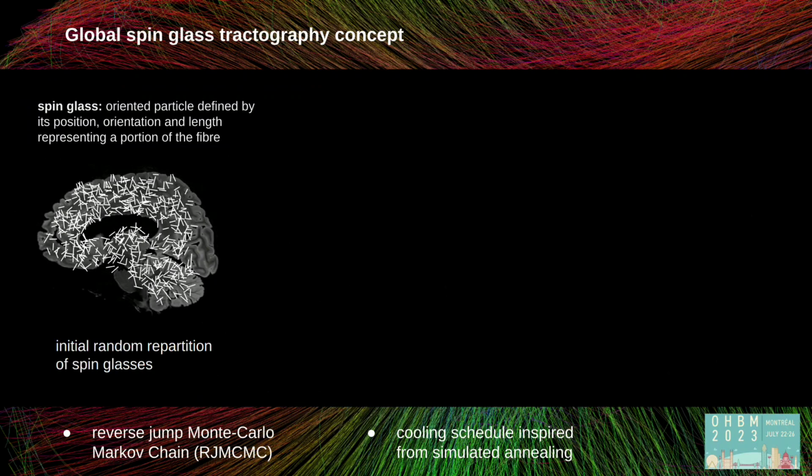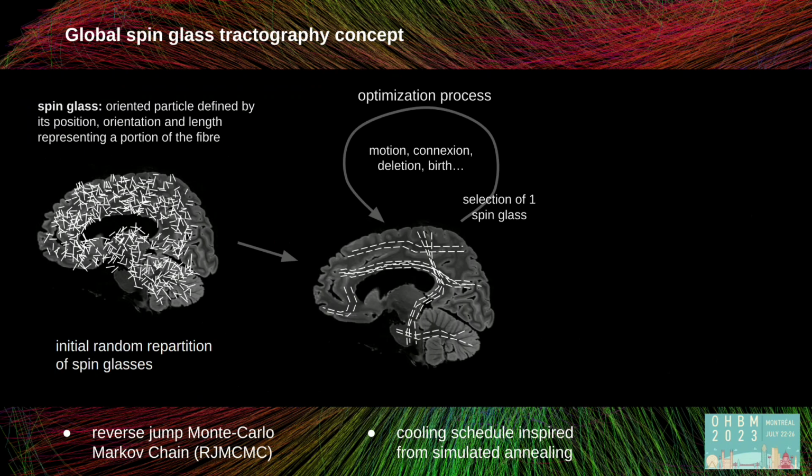Spin glasses are characterized by their position, orientation, and length, and can establish connections to each other to form small chains. The process begins with a pseudo-random initialization of the spin glasses, and through an optimization process, we sequentially modify the spin glasses one by one to minimize an energy function.